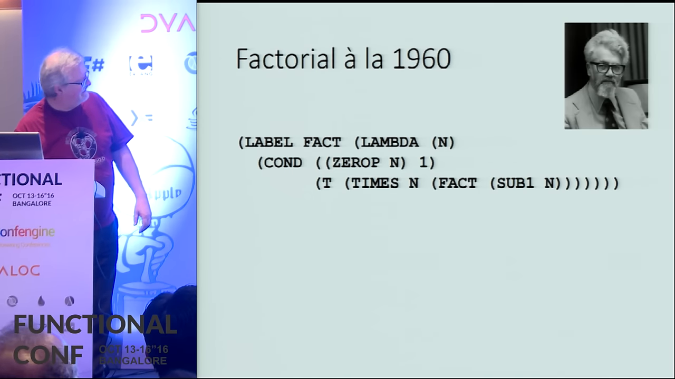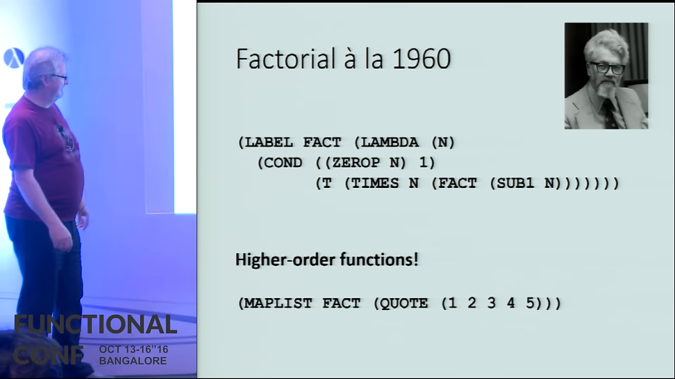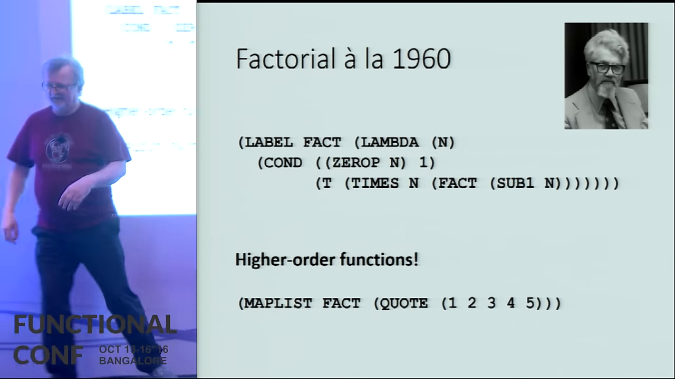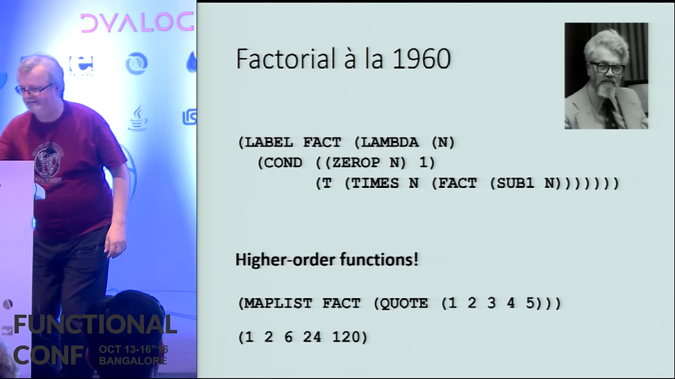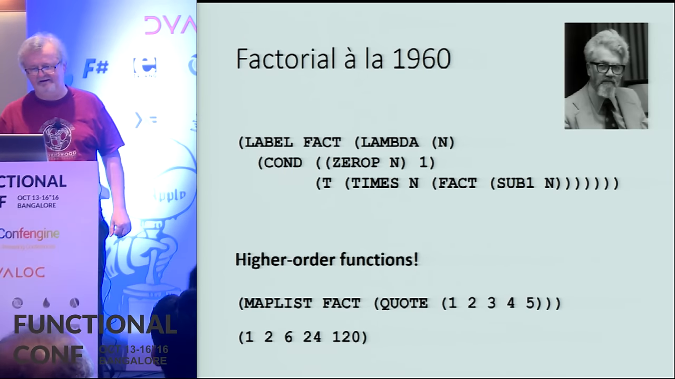So Lisp wasn't a purely functional language, but nevertheless, you could do a lot that we think of as functional programming today. Right from the start, it had the map function, which was called maplist in Lisp. So you could map the factorial function down a list of five numbers, and sure enough, you would get the list of factorials. So higher order functions were in there from the start.